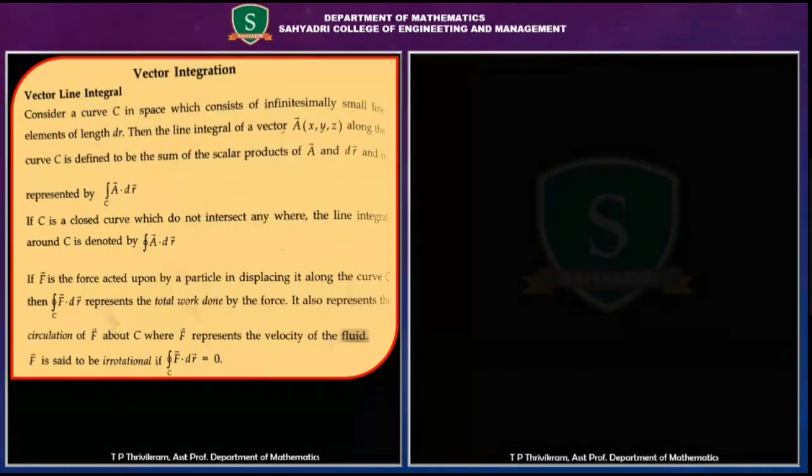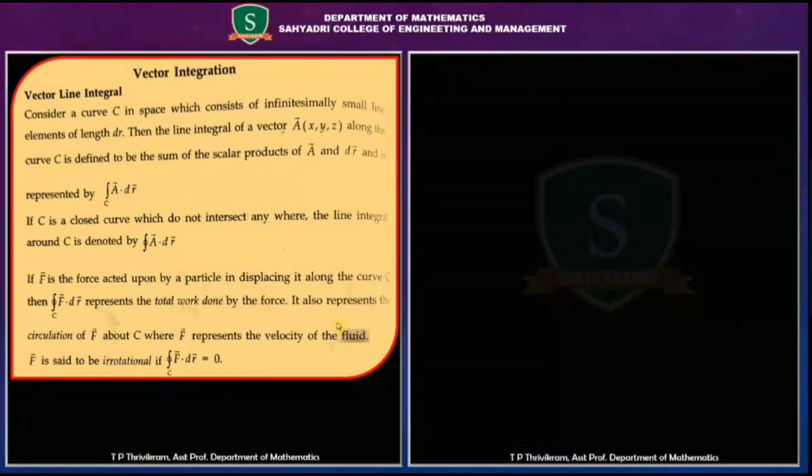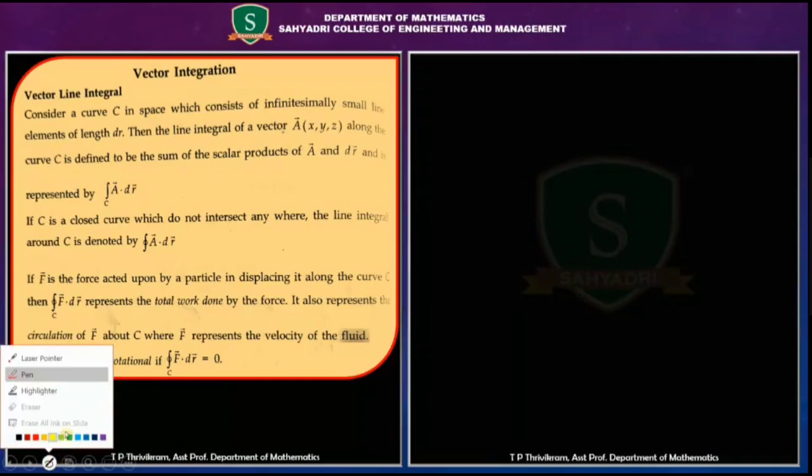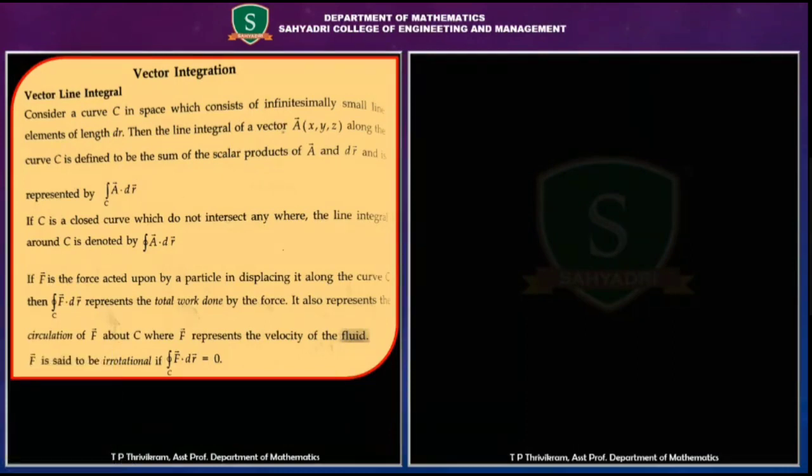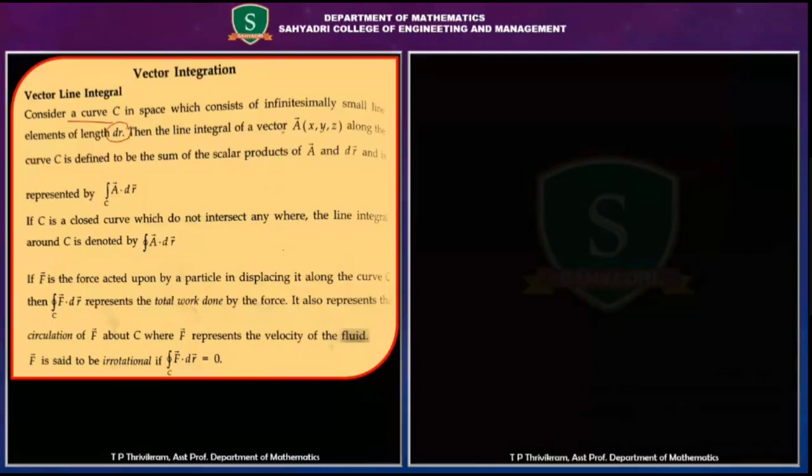Next, till now we have discussed vector differentiation. So we have integration for that also, integration for vector variables, vector functions. So let us see how to do this. Here they have given a curve C in the space, which consists of infinitesimally small length elements of length dr. dr is the smallest length of the curve.